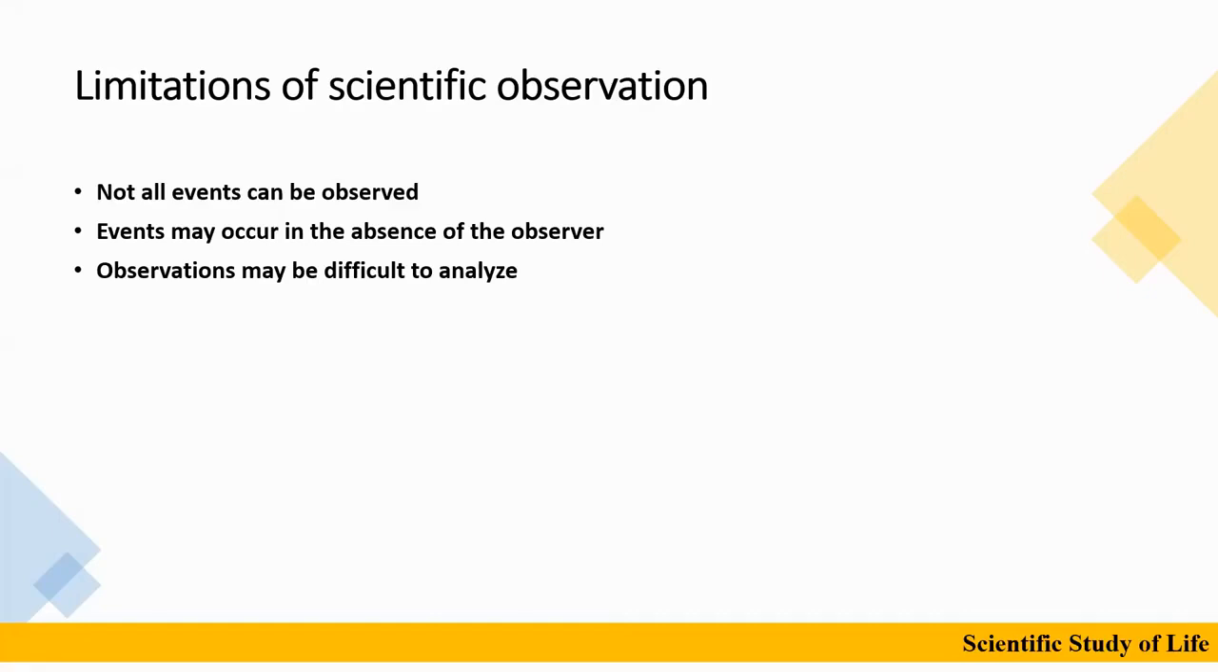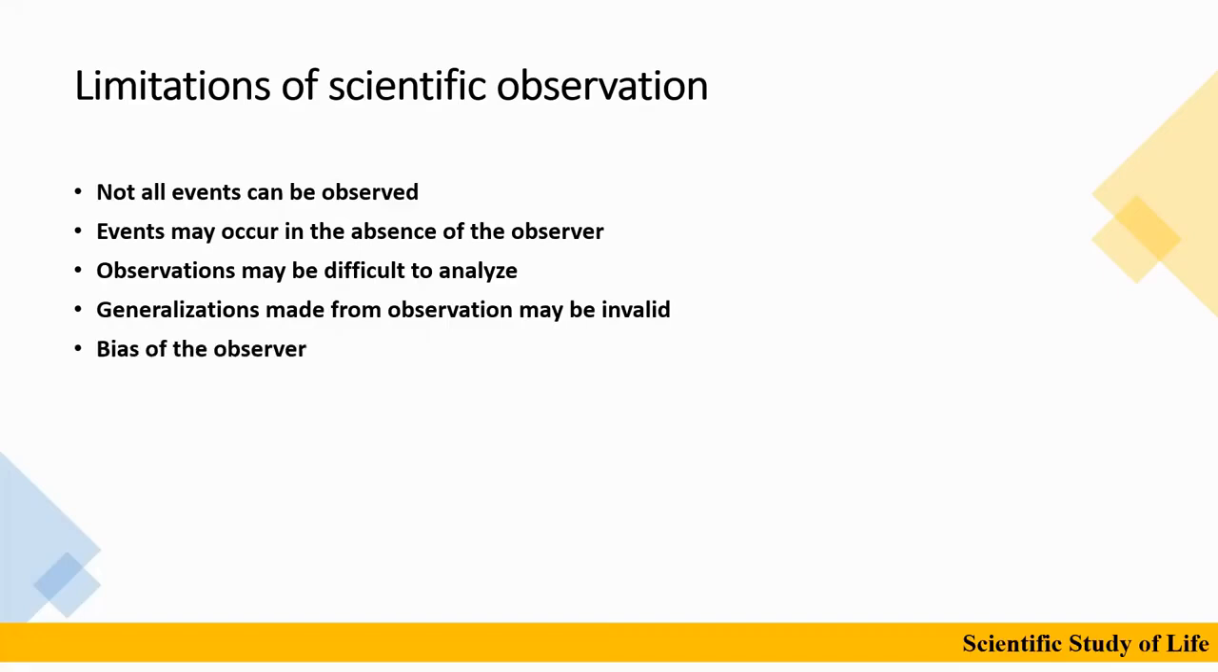And the other limitation is that it is sometimes difficult to analyze what we observe. It can be difficult to quantify, and it can even be difficult to measure. Generalization can be invalid, and this can also be due to bias from the observer.